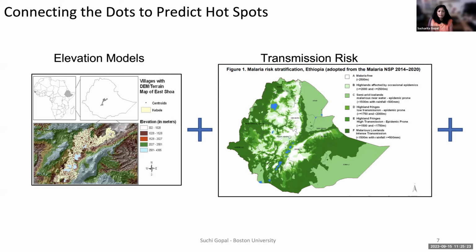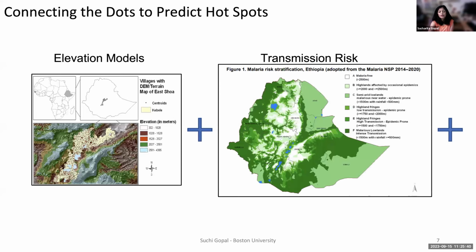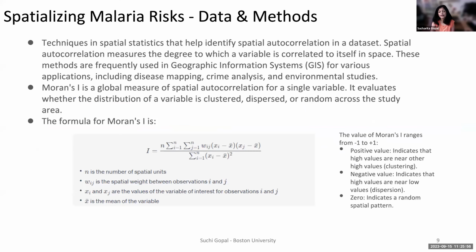So here are all my maps, which show you where exactly Ethiopia is, the elevation, and the risk stratification of the malaria in Ethiopia, which is shown on the map in green. And I would want to go on with making predictions, looking at temperature and rainfall to see if they have anything to do with making my predictions somewhat more robust. I'm going to be looking at contagion incidents, that type of data.